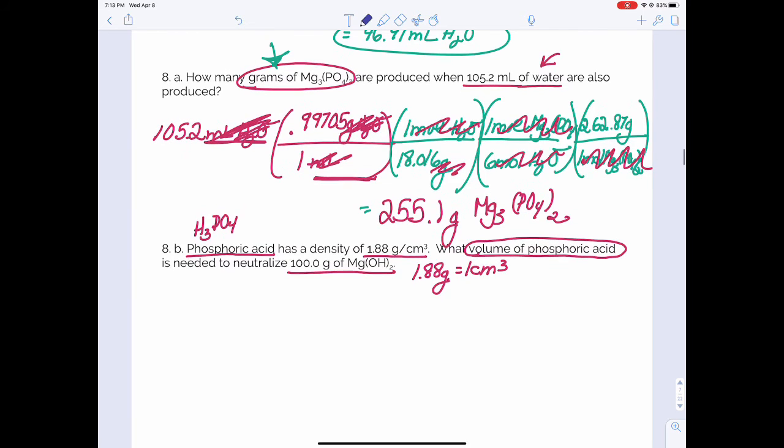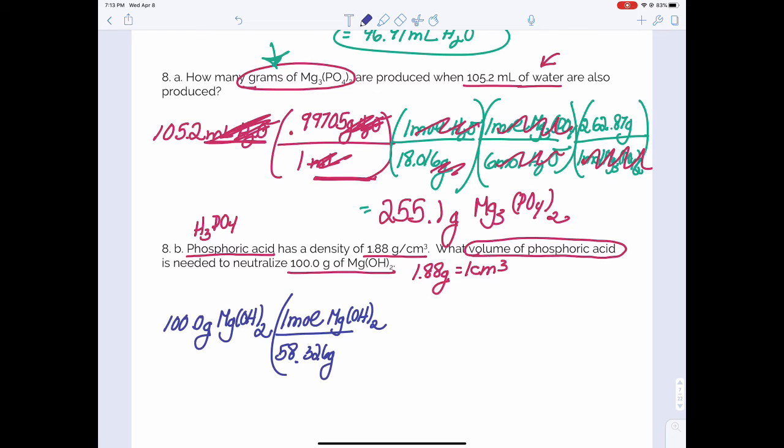So we're going to start with 100.0 grams of magnesium hydroxide. Magnesium hydroxide is a base. Bases usually end in OH, hydroxide. So the first thing I always do is convert to moles. 1 mole of magnesium hydroxide has a mass of 58.326 grams.